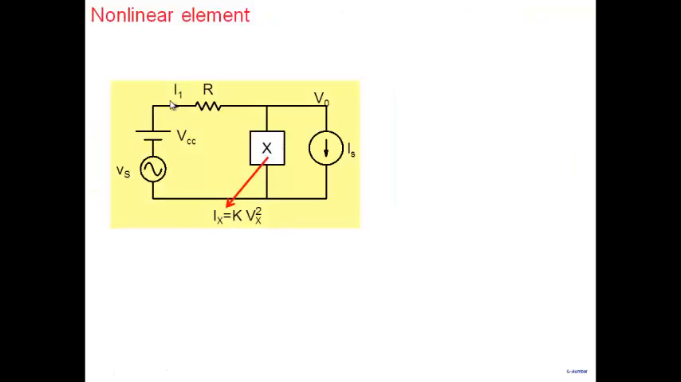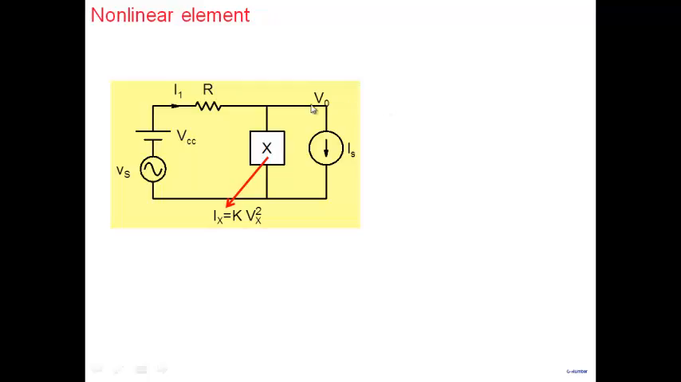Fine. Let's now introduce a nonlinear element. In my circuit now, as you can see here, I replaced that R2 and introduced a nonlinear element X, some nonlinear element whose characteristic is given by Ix equals k Vx squared. So now again, I have DC here, and I'm looking for how much AC voltage I get here.